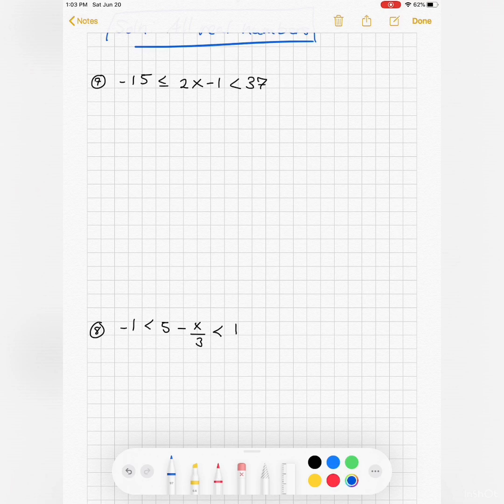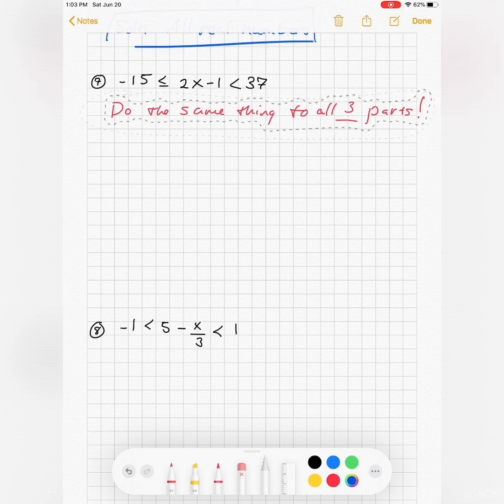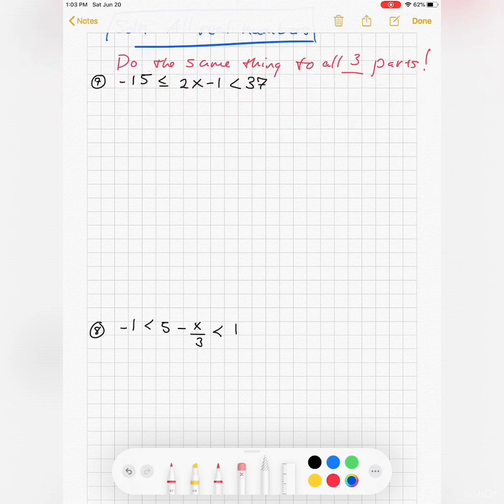Here are a couple of these compound inequalities. So I solve these the same way. I just have to do the same thing to all 3 parts instead of just 2. So my goal is to isolate the x, right? Move this up actually.